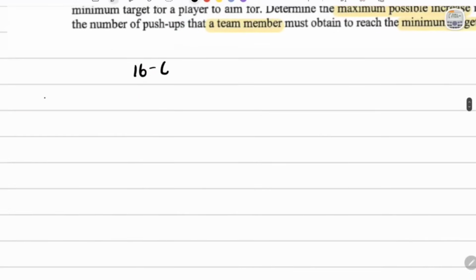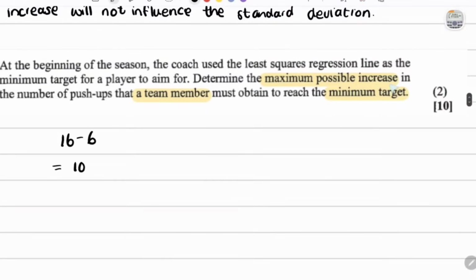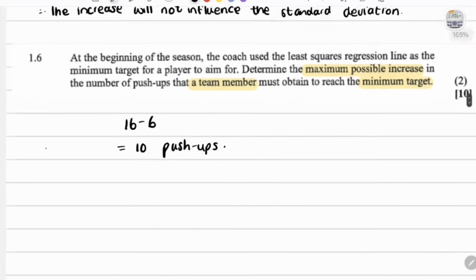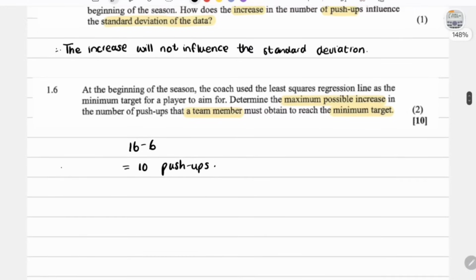There's really just that 16 minus 6 to get that difference, which is 10. So the maximum possible increase in the number of push-ups that a team member must obtain to reach the minimum target would be 10 push-ups. And that is our answer to that question. And we move on to question 2.